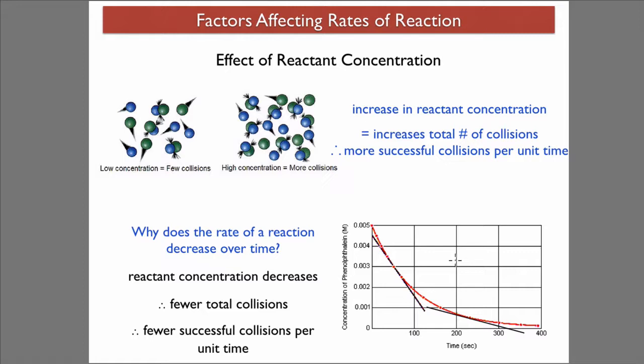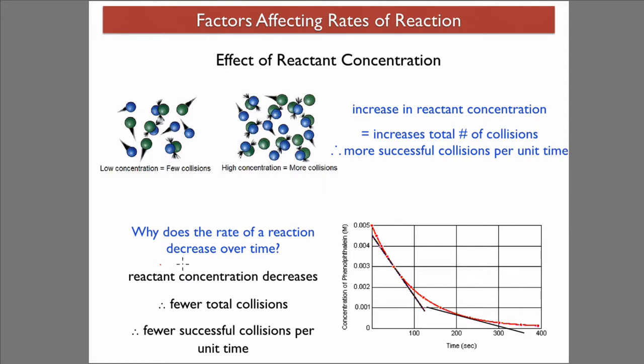Let's look at the effect of reactant concentration. Here you can see a few molecules crashing into each other, and there's not as many here to crash into each other. So there's fewer collisions. Here, they all squish together at higher concentration, so they're going to hit each other more often. There'll be more collisions. So an increase in reactant concentration equals an increase in total number of collisions. Therefore, you're going to get more successful collisions per unit time.